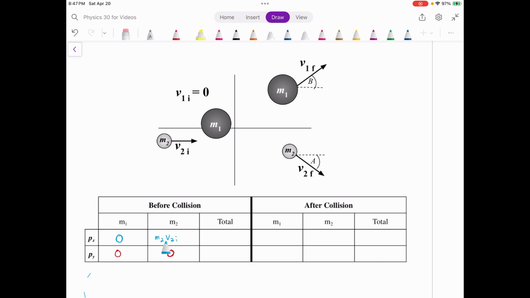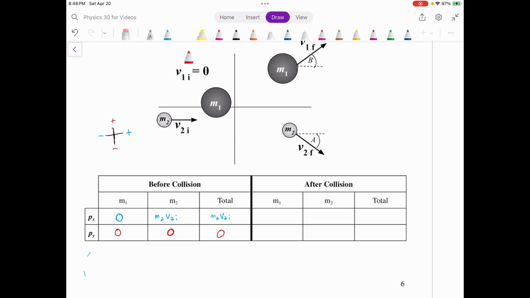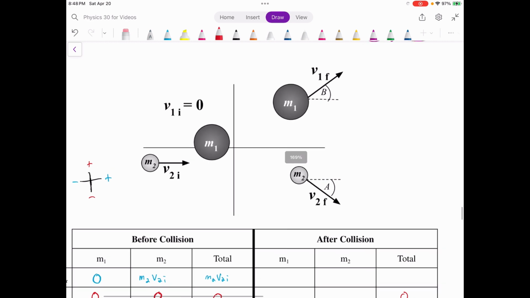So what's the total? Add them up. 0 plus mass 2 v2 initial is just mass 2 v2 initial. We'll call that positive. We'll call the right the positive x direction, left the negative x, y positive and negative like that. And the initial y momentum in this system is once again total 0, right? 0 plus 0. So right away we know the final is going to be 0 for the y, and it'll be the same number as whatever this gives us. We're going to have a different expression, but we know that whatever that expression is, it's equivalent to this, mathematically or numerically.